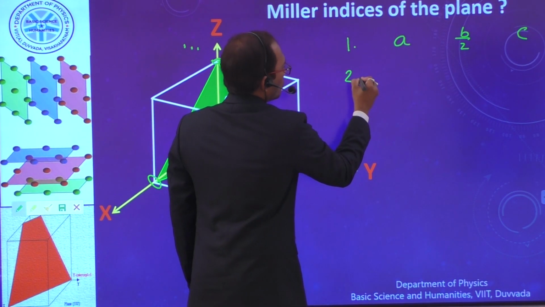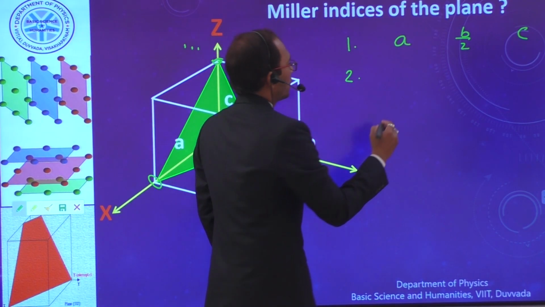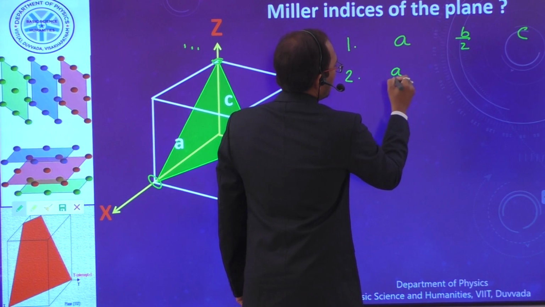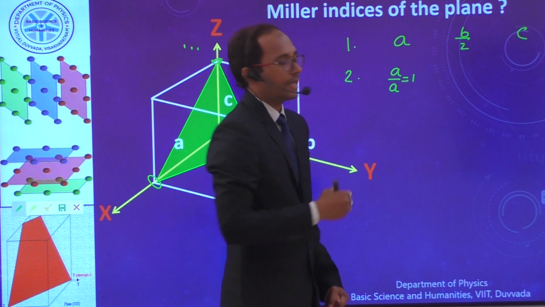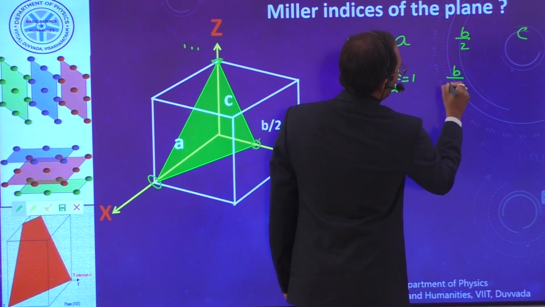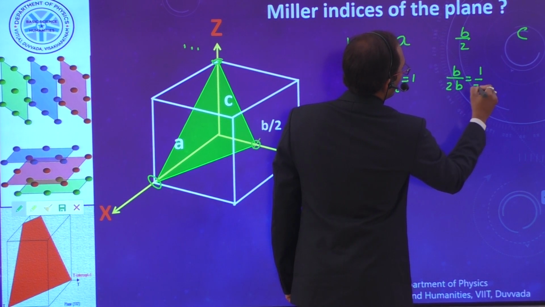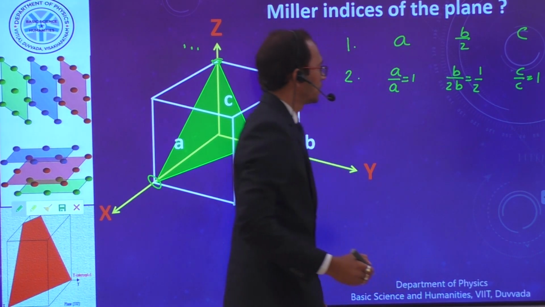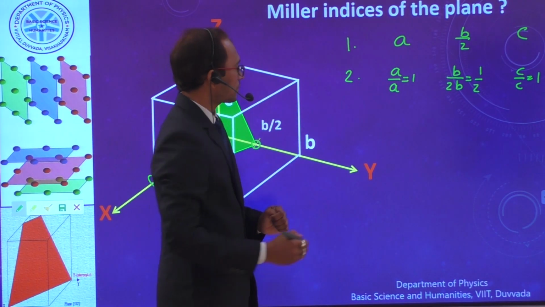Now step 2. What is step 2? You have to divide with the primitives, that means the lattice parameters. That means a by a is 1. Next, you have to divide with b. That means b by 2 by b is 1 by 2. C by c is equal to 1. So what you get? 1, 1 by 2, 1.